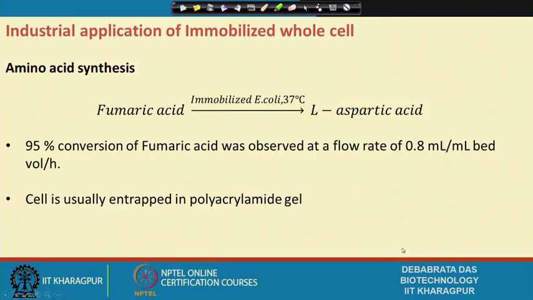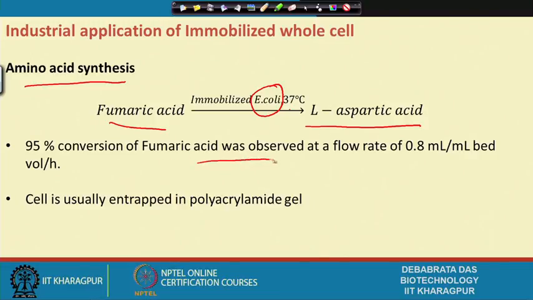Now, there are some other examples that I have given here, that is amino acid synthesis. Fumaric acid, when immobilized on E. coli at 37 degrees centigrade, is converted to L-aspartic acid. 95% conversion of fumaric acid was observed at a flow rate of 0.8 milliliter per milliliter of bed volume per hour. The cell is usually entrapped in the polyacrylamide gel.